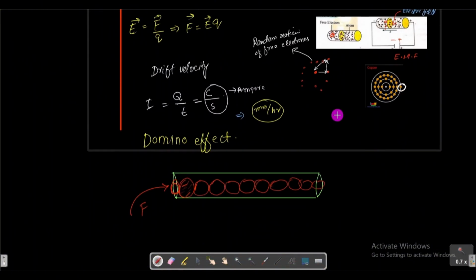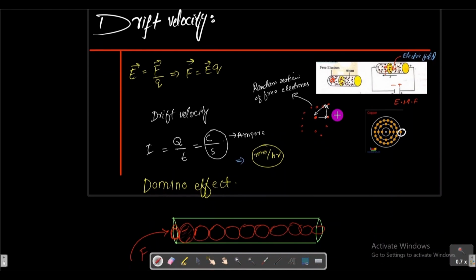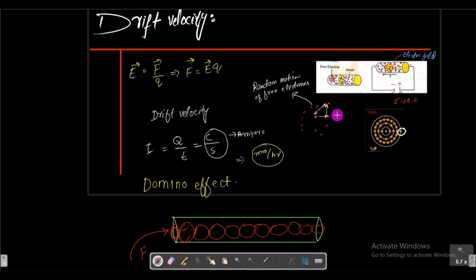So this was a little bit of explanation about the drift velocity.